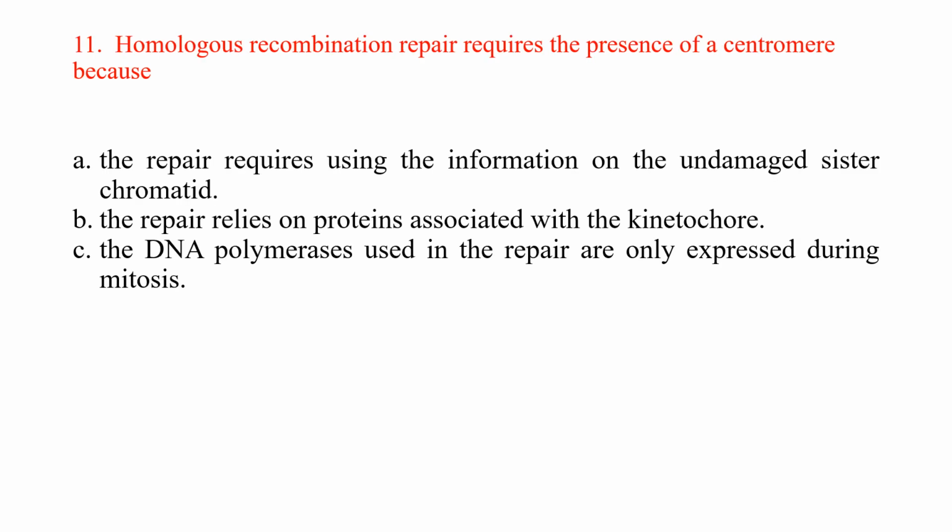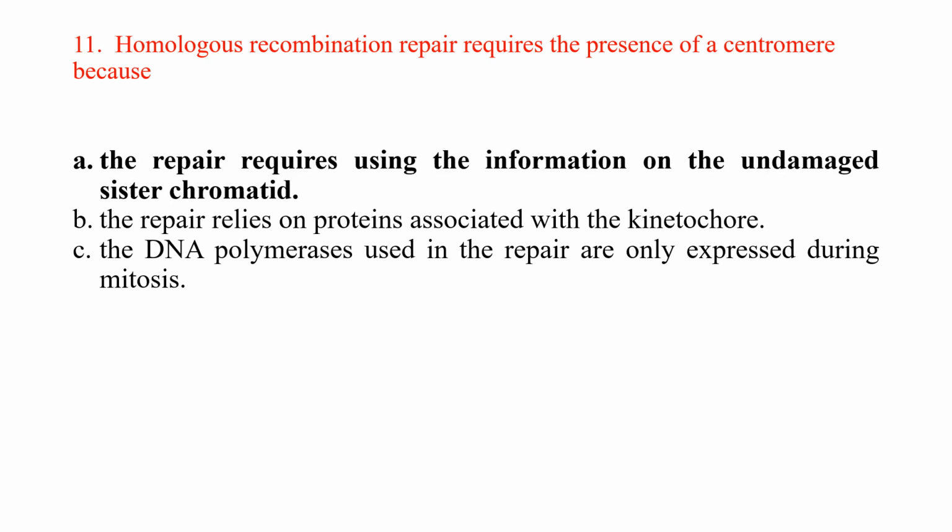Number 11, homologous recombination repair requires the presence of a centromere because, letter A, the repair requires using information on the undamaged sister chromatid, letter B, the repair relies on proteins associated with the kinetochore, or C, the DNA polymerases used in repair are only expressed during mitosis. The answer is A, the repair requires using information on the undamaged sister chromatid. So this is textbook for homologous recombination, using the homologous area of the sister chromatid that is undamaged as a template.